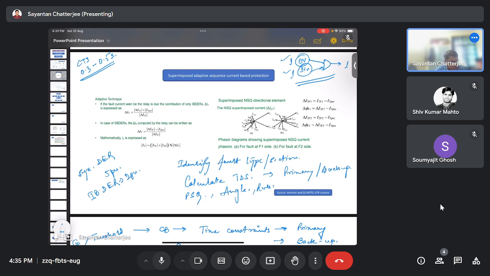Okay, so here's the adaptive technique. If a fault can be seen in the relay by the contribution of IBDERs, that is, inverter based DERs, then the del of IF would be calculated. Here you can see the plus and here we can see minus, right? For the synchronous based we have the minus here, so the numerator becomes small, and accordingly del IF for this case would become less. For IBDERs, based on fault current 1 and fault current 2, del F would be multiplied to find out the IF, that is, the fault current participation by that DER.